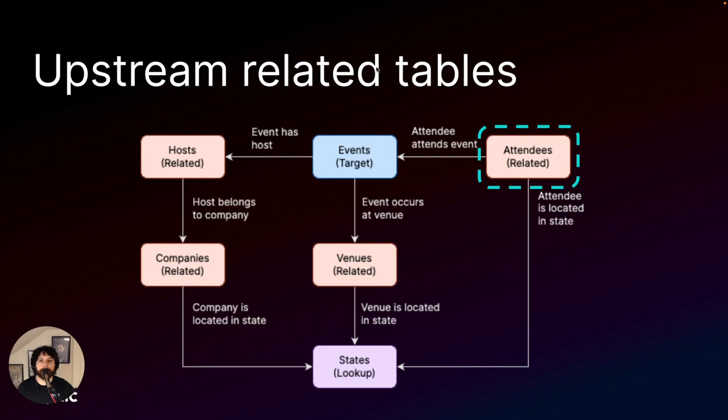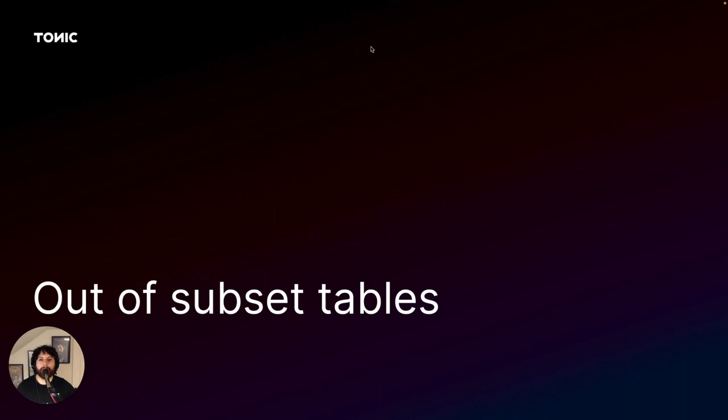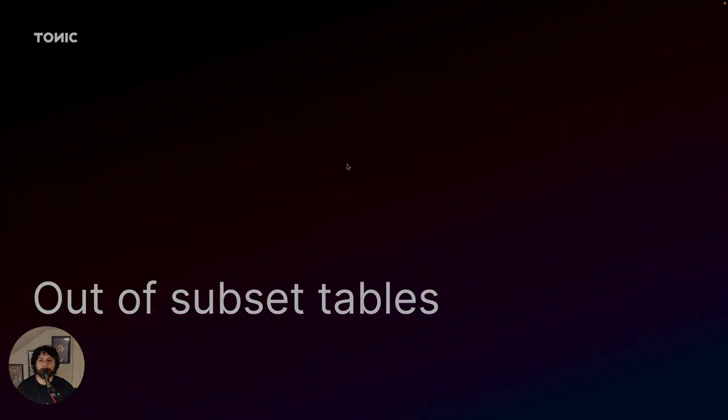Upstream related tables contain records that refer to target table records or to required records in other related tables. They are not required for referential integrity and can be filtered. For example, each attendee in the attendees table refers to an event in our events target table. The attendees table is an upstream related table. The subset by default includes the related attendees, but the attendee records are not needed for the referential integrity of the target event records. Other tables are outside of the subset. You can optionally include those tables when you generate a subset.